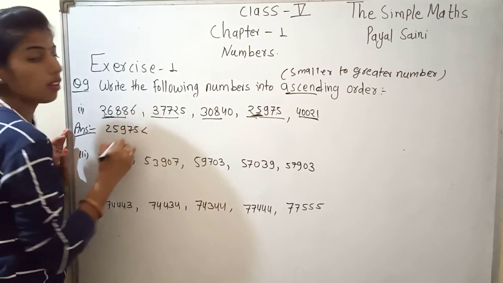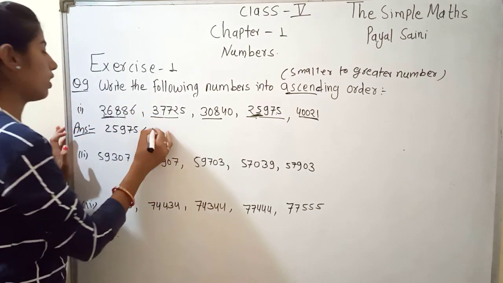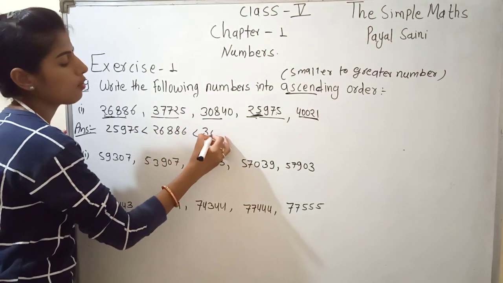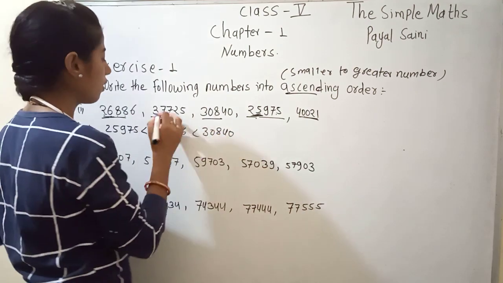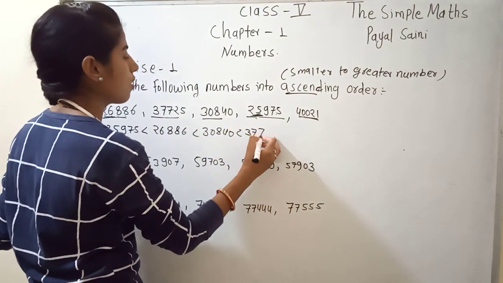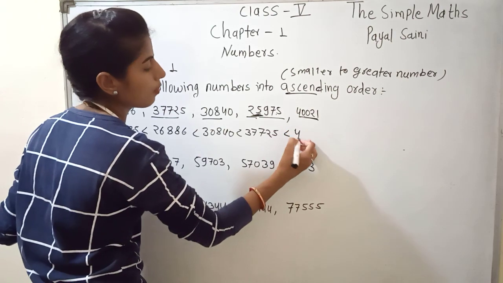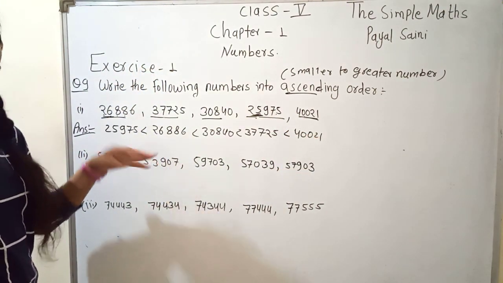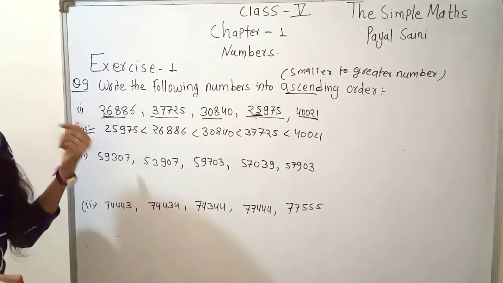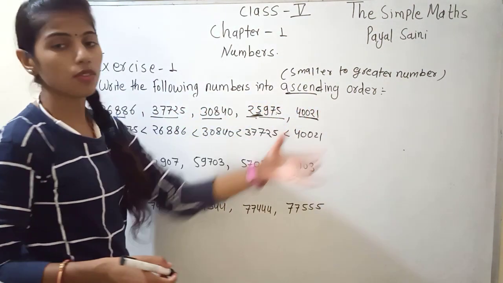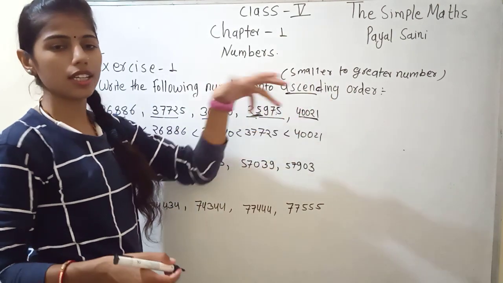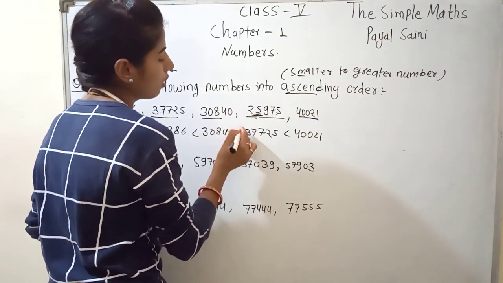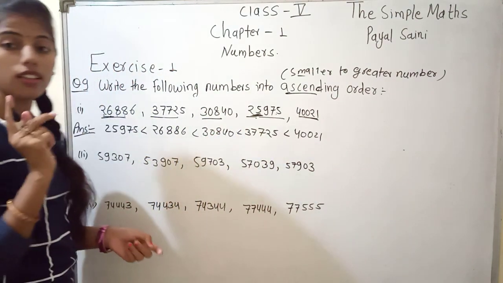25,975 is smaller and the next is 26,886. After that 30,840. After that 37,725. Then next is 40,021. If you don't understand, you can see my last video. In the last video I already explained about ascending order, what is the meaning of ascending order, descending order and what is the meaning of these signs. If you don't understand, see the last video.